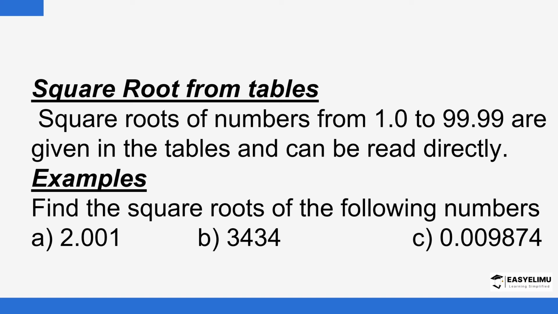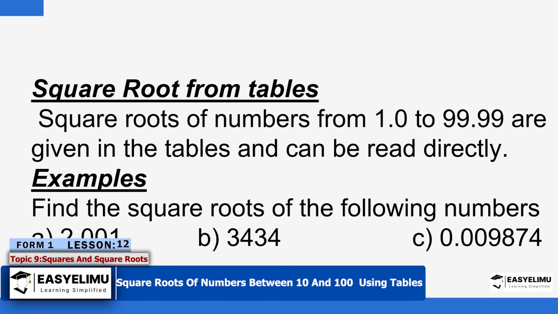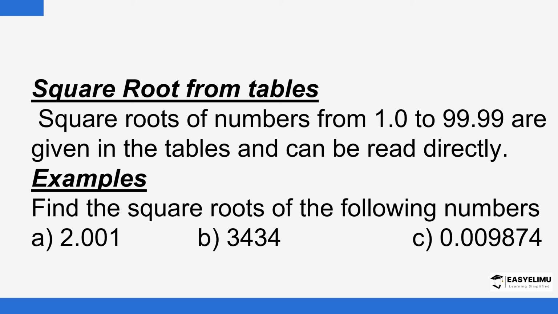As we hinted previously, square roots of numbers from 1 to 99.99 are given in the table. Immediately you get into the tables of square roots, there are two. There is the table of square roots of numbers between 1 and 10, and there is also the other table of square roots of numbers between 10 and 100. So all numbers ranging from 1 to 99.99, you can directly read their square roots from the table.